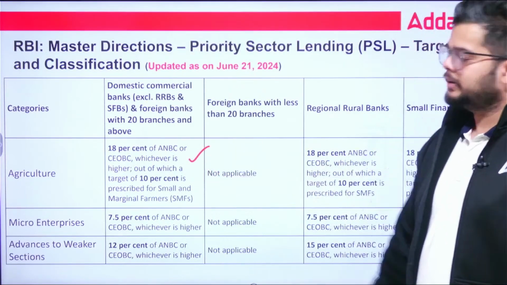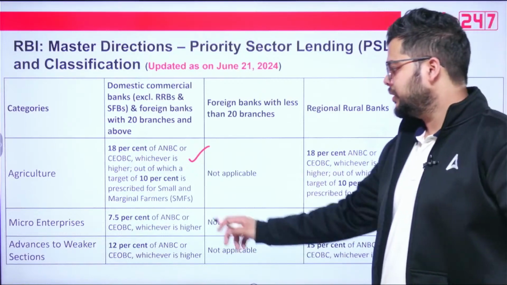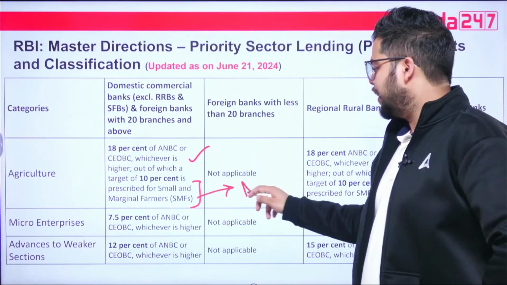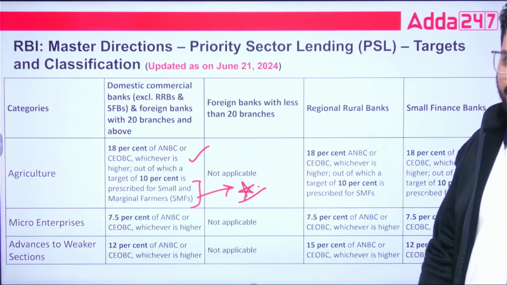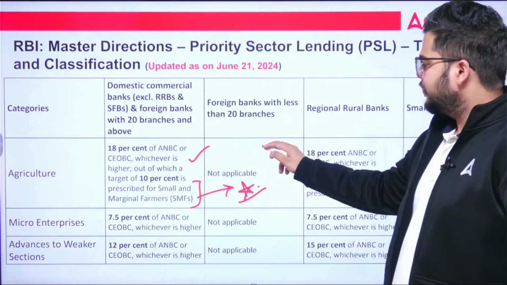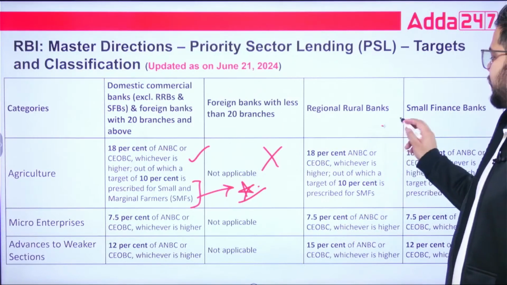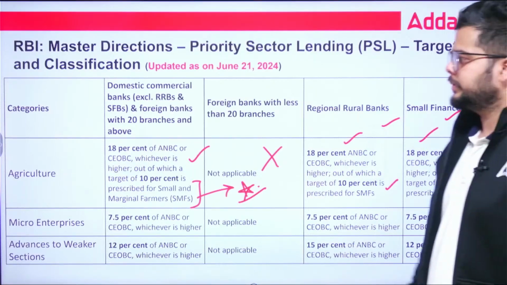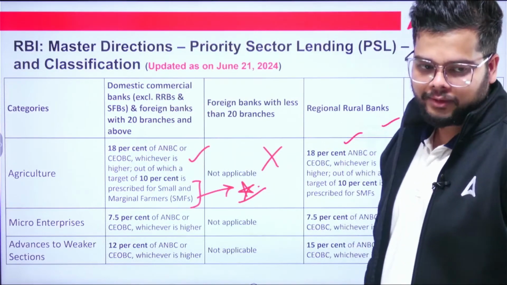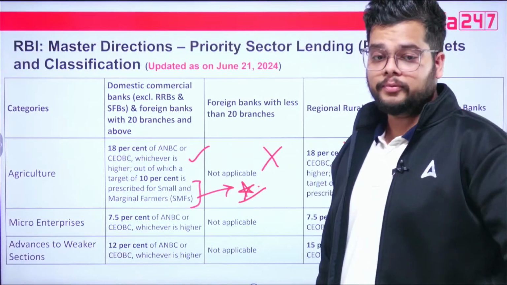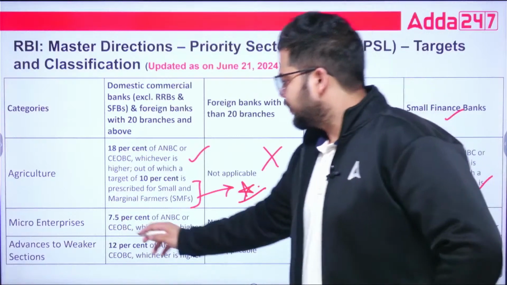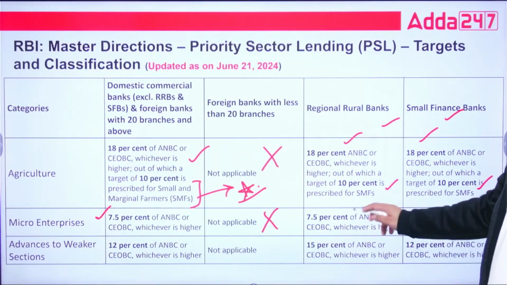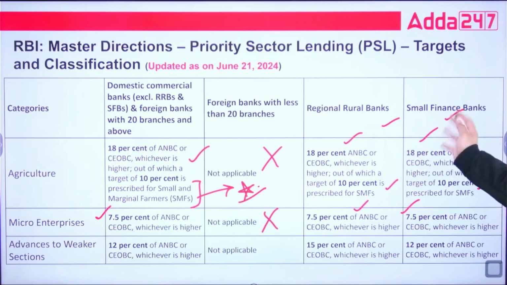Here it is 18%, out of which 10% is prescribed for the small and marginal farmers. This you must remember. This kind of question can be asked. 10% for the small and marginal farmers. Foreign banks with less than 20 branches have no obligation here. RRBs, again 18%, 10%, and same is the case with the small finance banks, 18% and 10%. Similarly, whatever we have discussed in the domestic commercial bank and foreign bank with 20 plus branches. Micro enterprise, 7.5 here, not applicable in the foreign banks with less than 20 branches, 7.5 here, again 7.5 here for RRBs and SFBs.